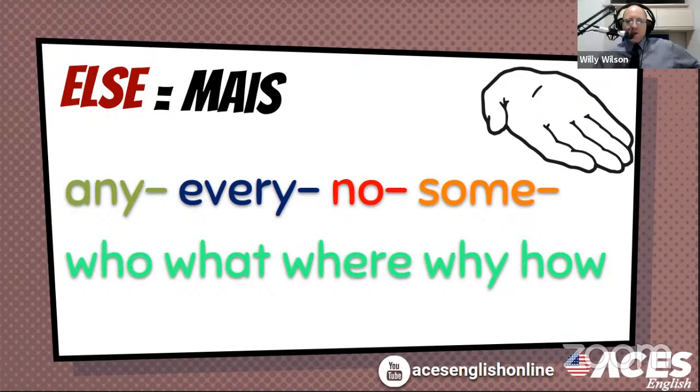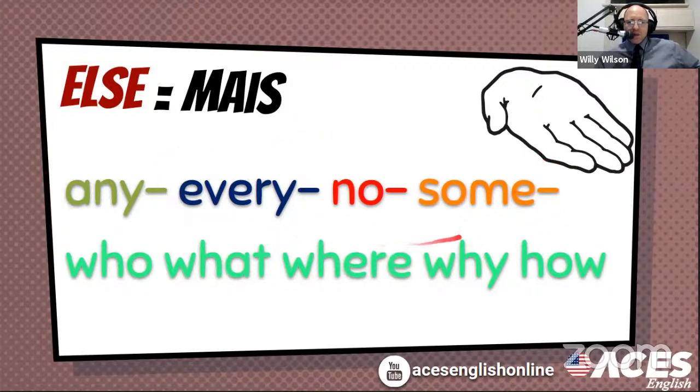So what does else mean? Else means mais, usually. Geralmente, else é mais. Okay, when do we use else? We use it with any. E isso aqui, esse hífen, é por causa que é qualquer any. Anybody, anyone, anything, anywhere. Qualquer desses pronomes indefinidos. Every também, everything, everyone, everybody, everywhere. No e some, no one, nowhere, nobody, somewhere, something, somebody. Ok? Qualquer desses, em 90% do tempo, em vez de pegar more, vão pegar else.